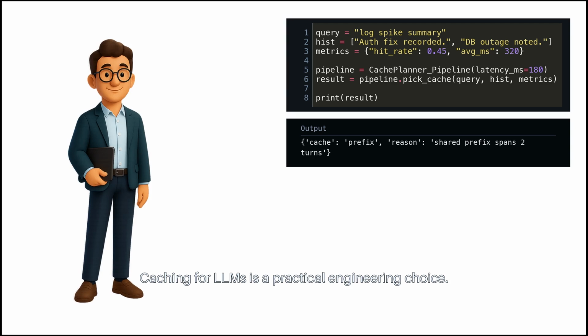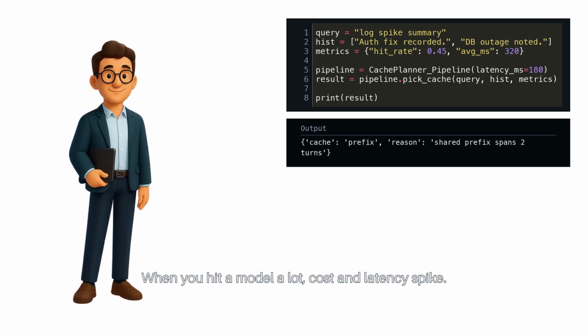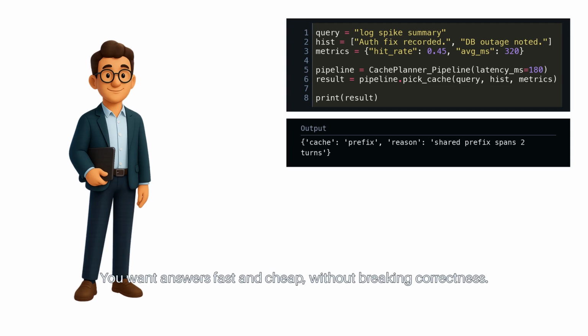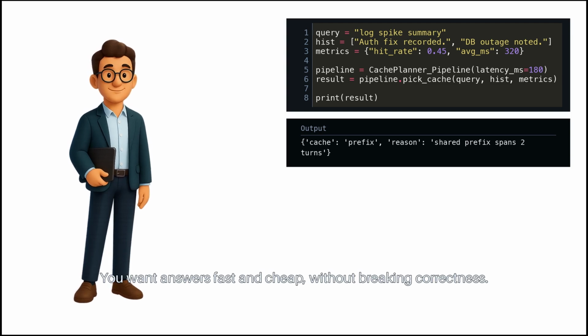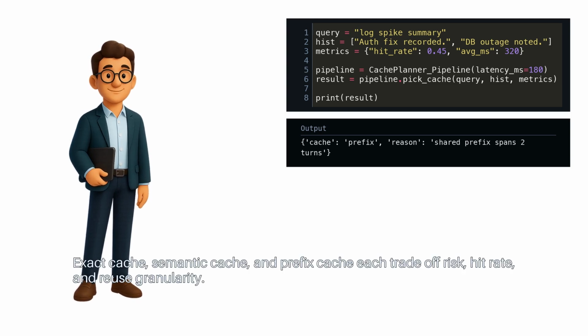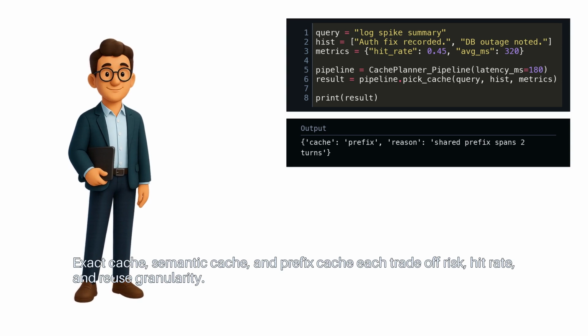Caching for LLMs is a practical engineering choice. When you hit a model a lot, cost and latency spike. You want answers fast and cheap without breaking correctness. Exact cache, semantic cache, and prefix cache each trade off risk, hit rate, and reuse granularity.